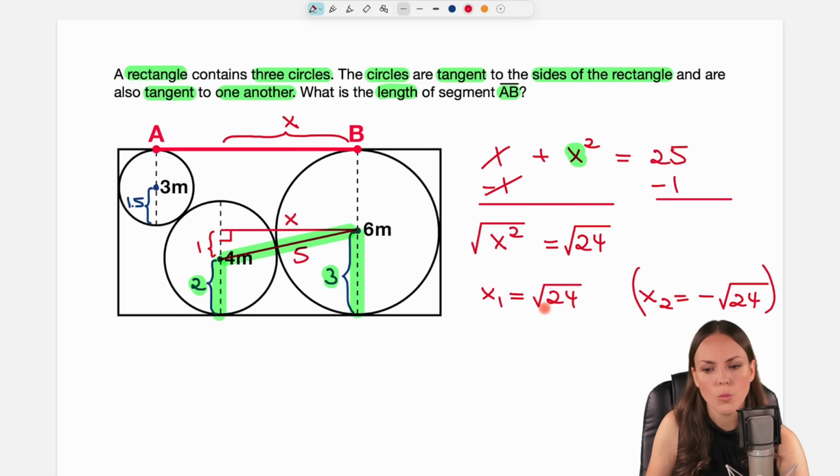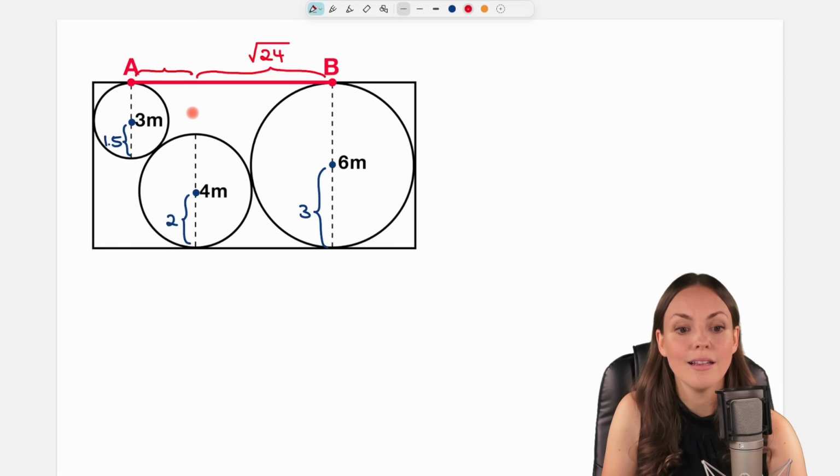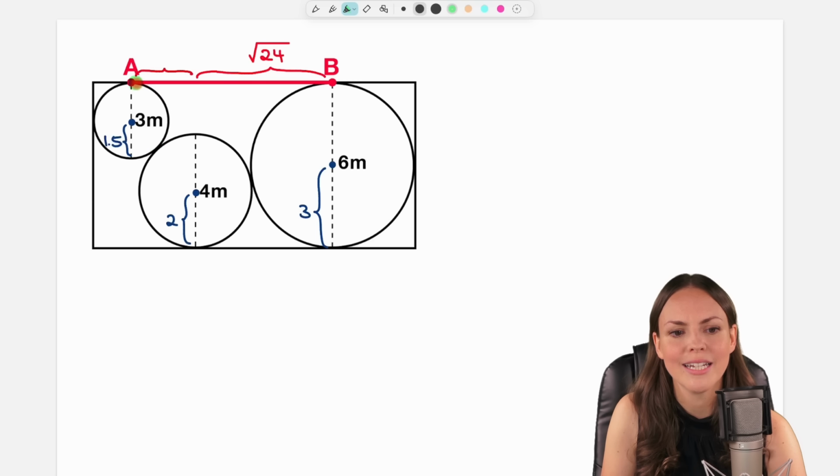We just take the square root of 24 for our x, so we know the length of this part here now, which is the square root of 24 here and here. Okay, so we found this part already. Now we only need to find the length of this part. So let's go to a new page and use this touching point now to find this length here.